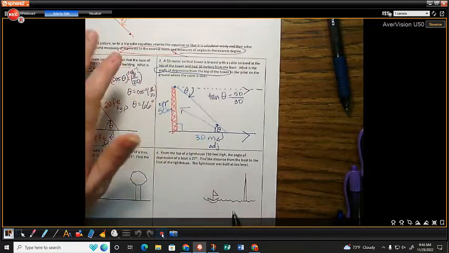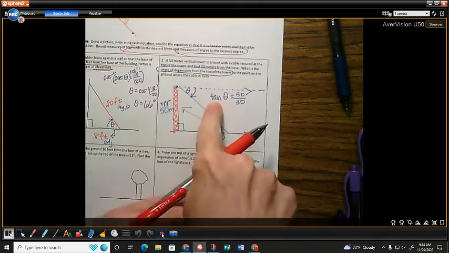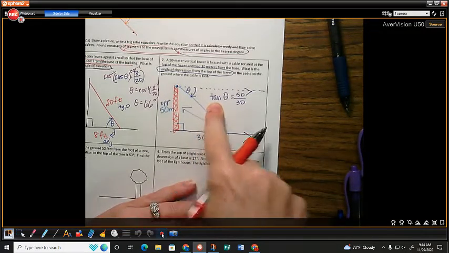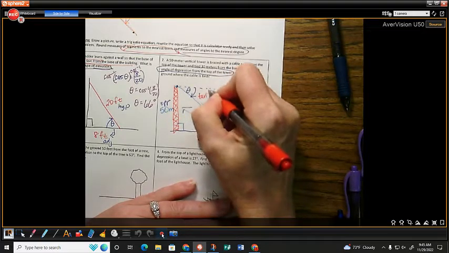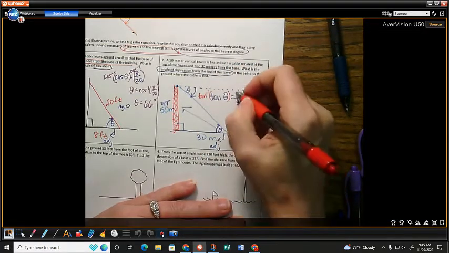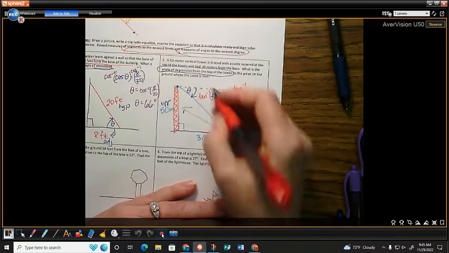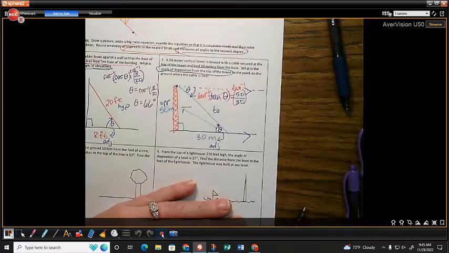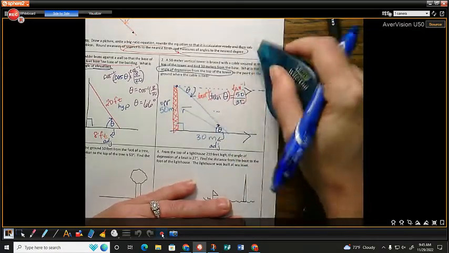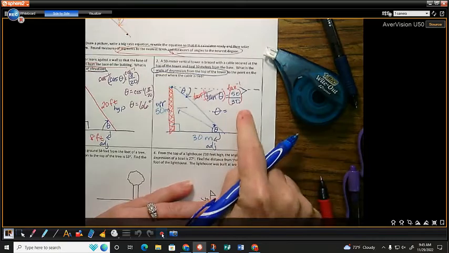Okay, well that tells me what the tangent of theta is. Do I want the tangent of theta? No, I want theta, but it's been tangented. So I need to inverse tangent it. But if I inverse tangent the left, you've got to inverse tangent the right. Those are going to cancel out, and your theta equals whatever your calculator says it is.